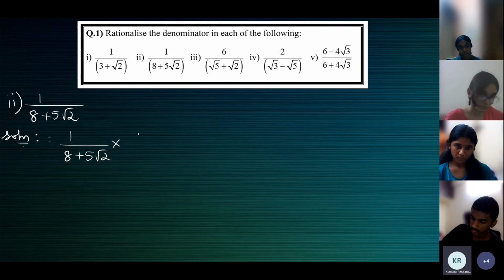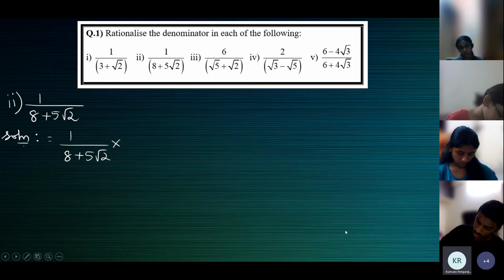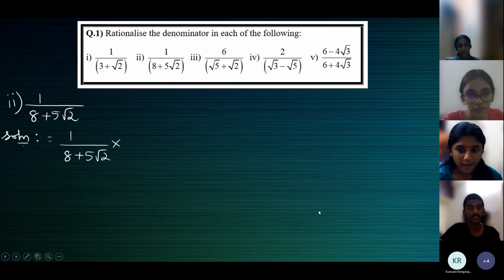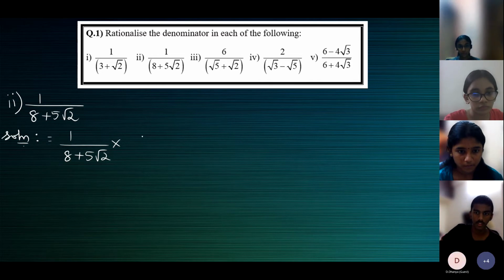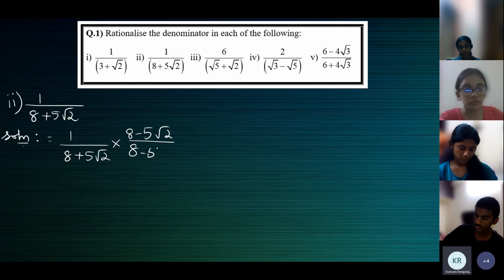Arjun, what's the conjugate of 8 plus 5 root 2? Who can tell me the conjugate of 8 plus 5 root 2? 8 minus 5 root 2, ma'am. Correct. Just change the sign. 8 minus 5 root 2. So multiply the numerator and denominator by 8 minus 5 root 2.